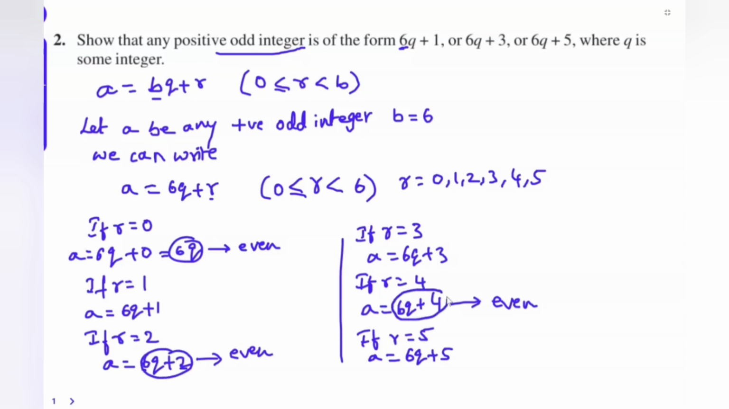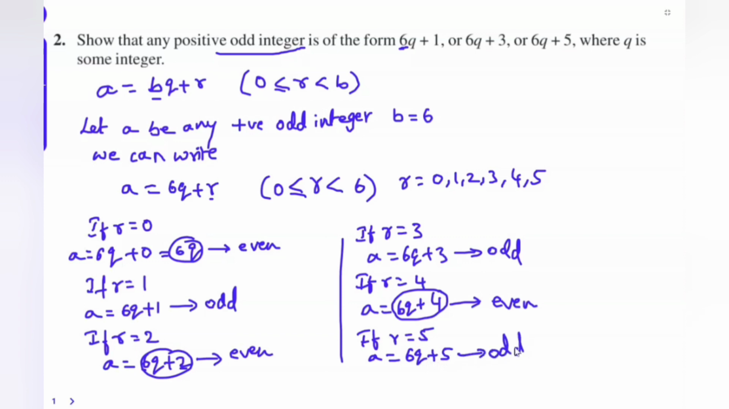So, if these three are even numbers, the remaining other three numbers, a = 6q+1, you can also understand that if 1 is added to an even number, it becomes an odd number. Similarly, if 6q+2 is an even number and you add 1 to that, you will get 6q+3, which gives you an odd number again. Similarly, if 6q+4 is even and you add 1 to that, you will get 6q+5, which is also odd.